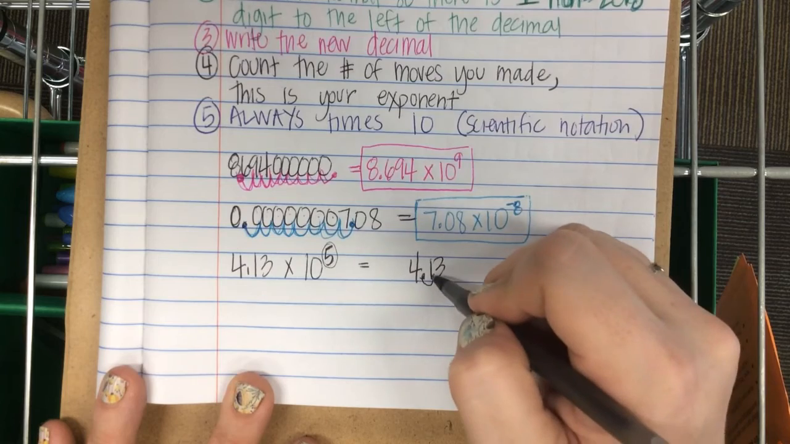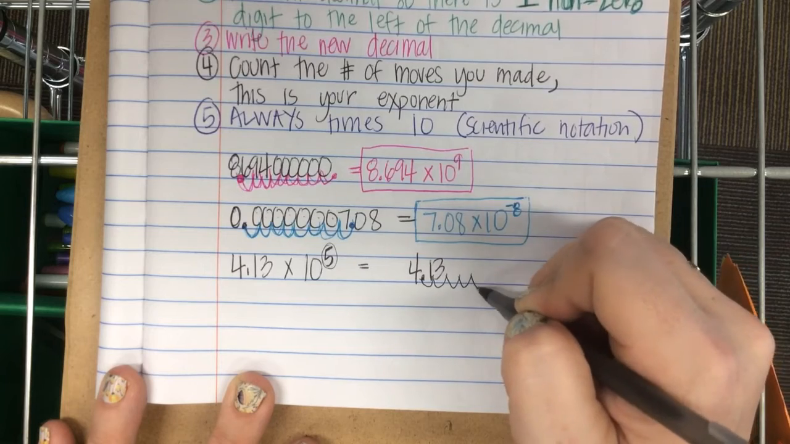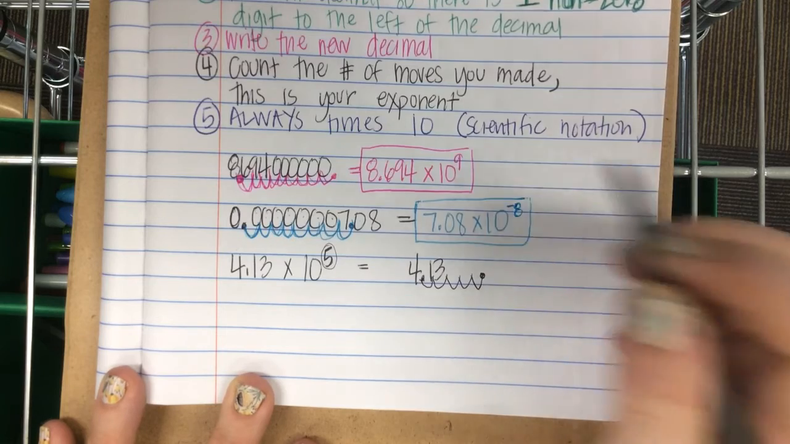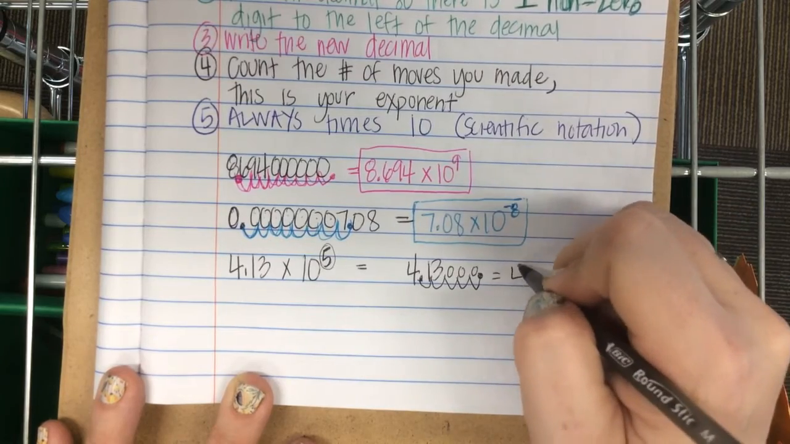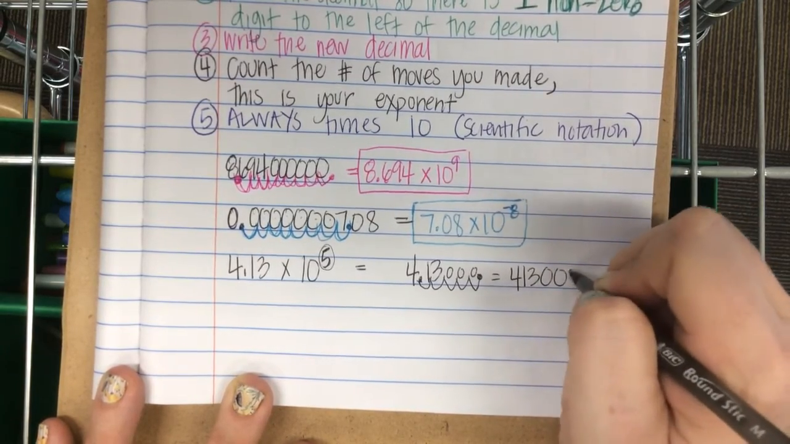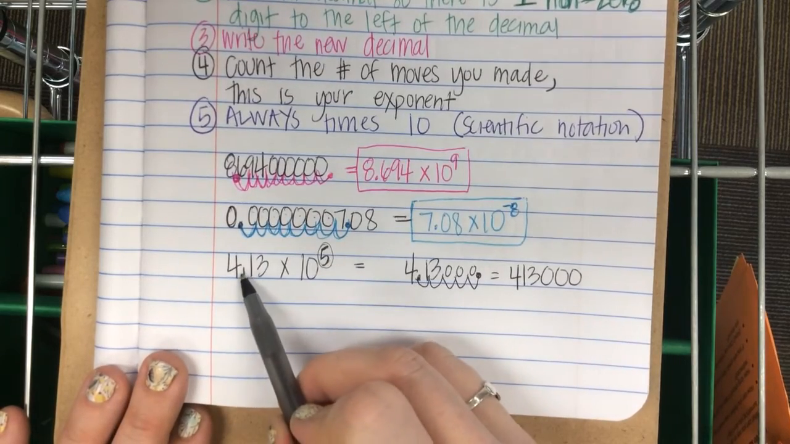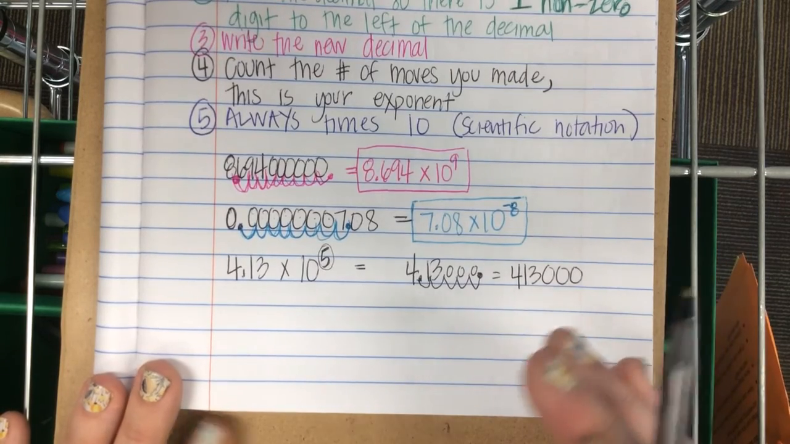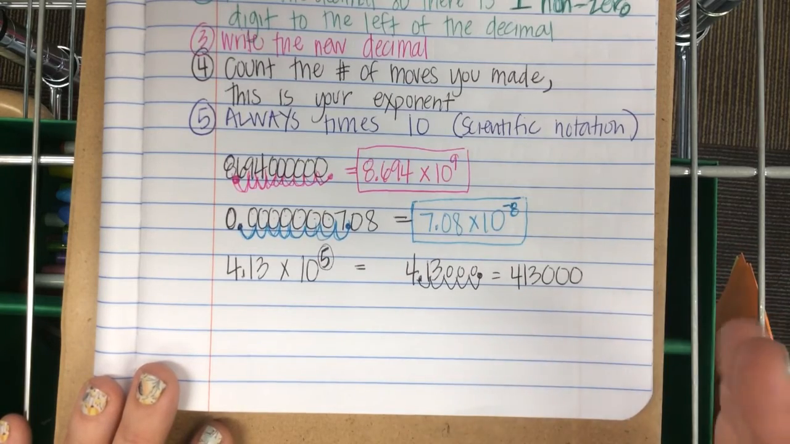So there's 1, there's 2, there's 3, there's 4, and there's 5. So what does that mean? 413. Oh, I can fill those in with zeros. So my answer is 413000. Because this 5 tells me I take my decimal and I'm undoing it, so I'm going to move it 5 times. It doesn't mean 5 zeros. And that's our problem sometimes.